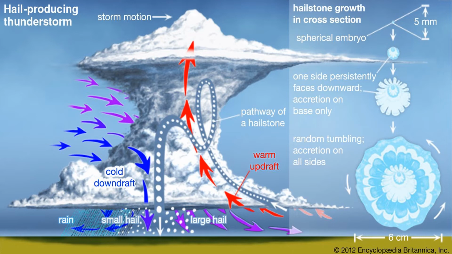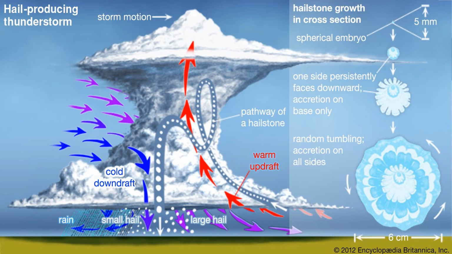When wind aloft carries the large hailstone away from the updraft, or when the hailstone reaches a size where the updraft cannot hold its weight, it becomes too heavy to be supported by the rising air, and then it falls as hail. In the warmer air below the cloud, the hailstone begins to melt.